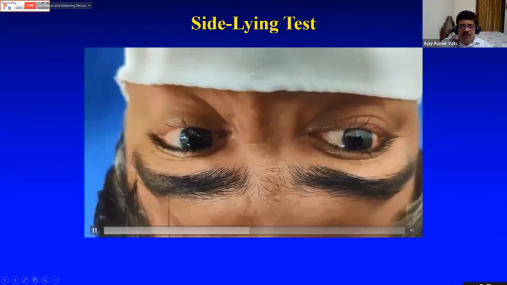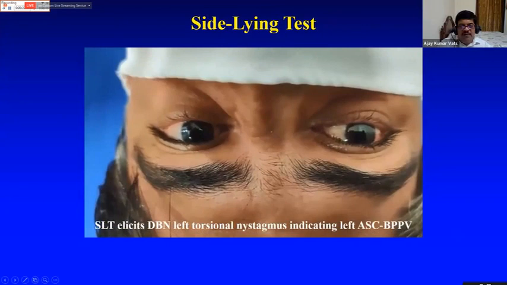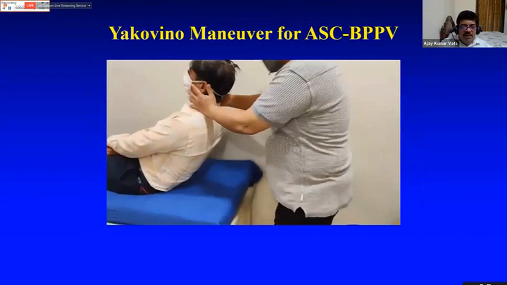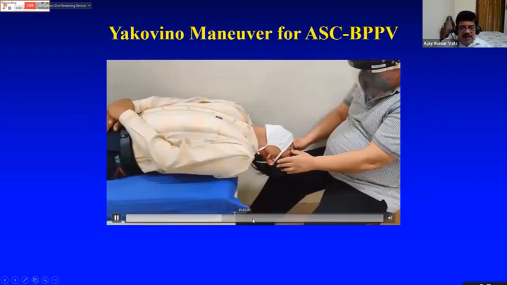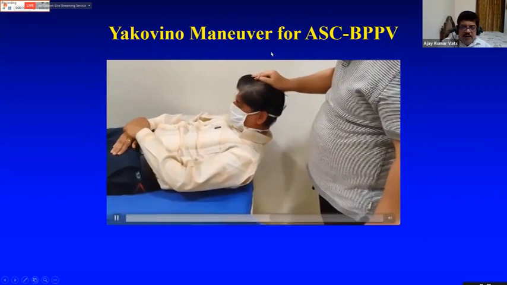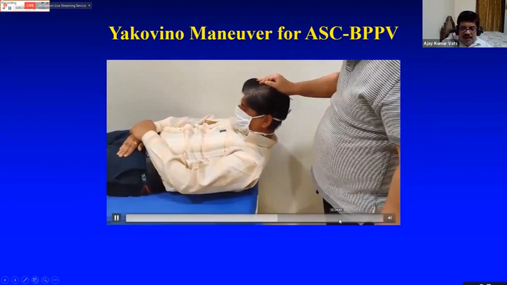It responds to treatment with the positioning maneuver, which is the Yacovino maneuver. From the long sitting, the patient is taken to deep head hanging for 1 minute, 30 degrees or more below the horizon. This position is maintained for 1 minute, after which the head is inclined 30 degrees above the horizon in chin to chest position with the vertex positioned towards the ceiling. This position is maintained for around 1 minute, after which the patient is uprighted.